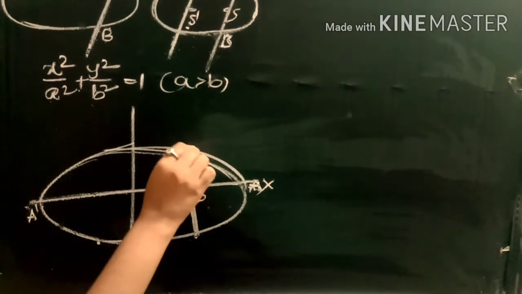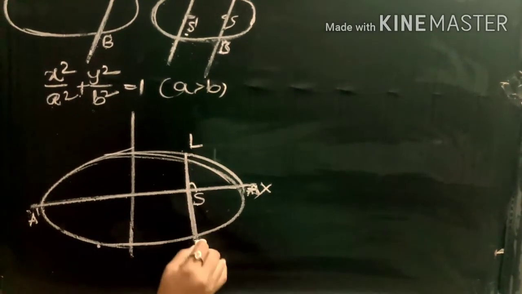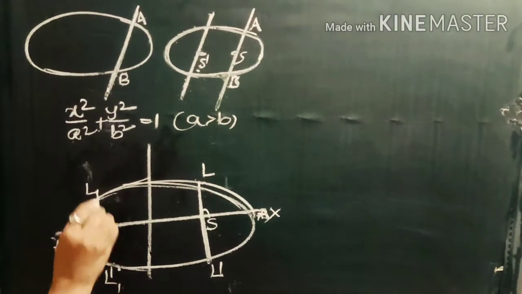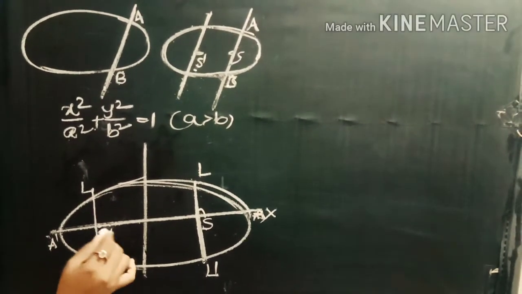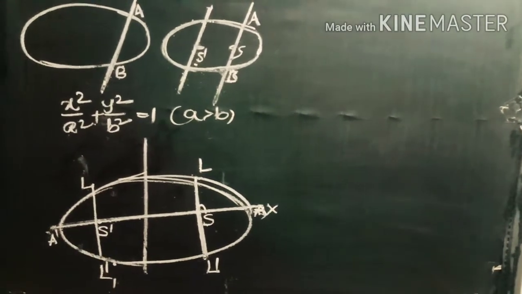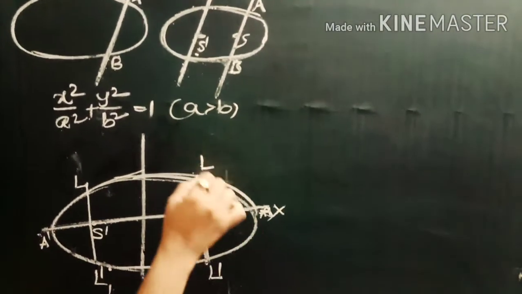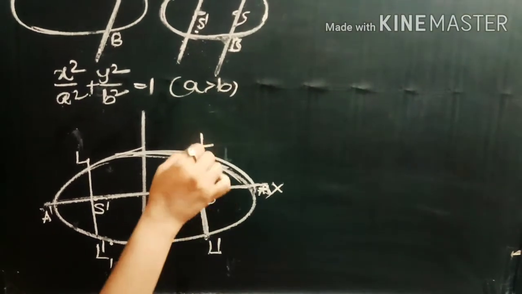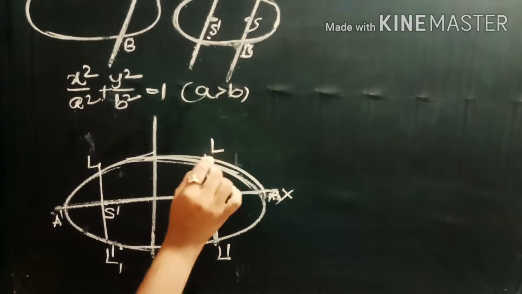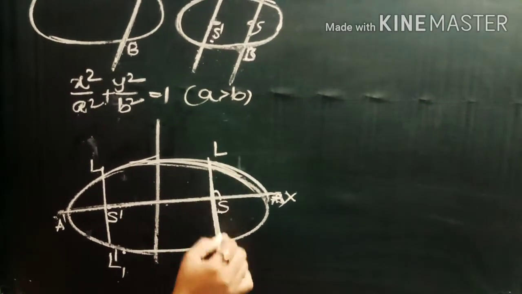Now what are the endpoints of the latus rectums? First suppose we are taking these 2 points as L, L', and this is the other latus rectum which passes through the point S'. The endpoints are taken as L1, L1'. Now here we want to find the equation of the latus rectum, the length of the latus rectum and the endpoints of the latus rectum. So first we want to find the equation of the latus rectum.